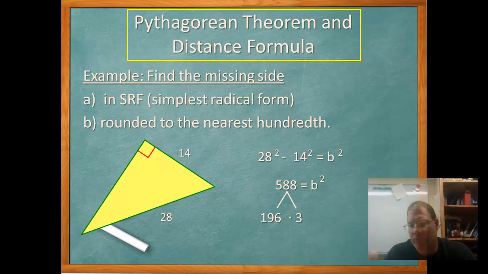And you've done this before. You could break it into something smaller, but then you have to do more steps. So 196, the square root of that is 14. So in simplest radical form, our answer is 14 square root of 3. To the nearest hundredth, that would be 24.25.